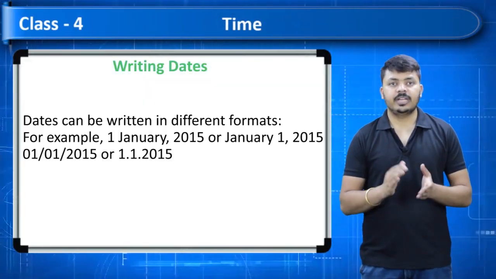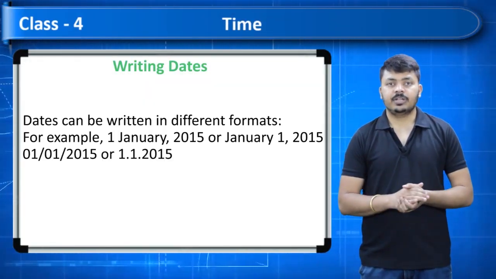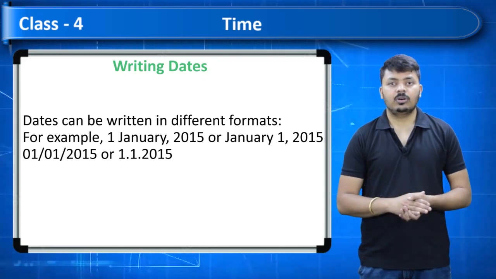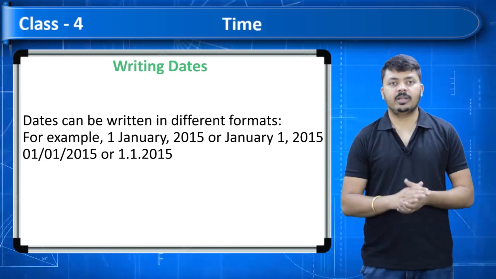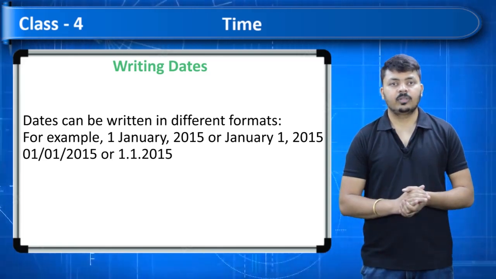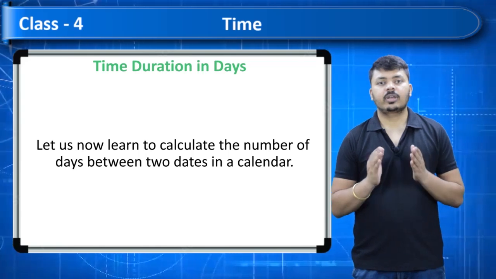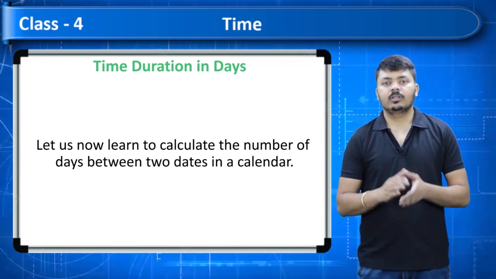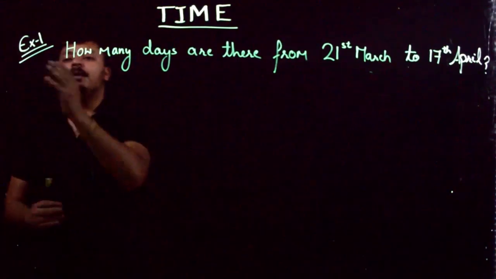Writing dates. Dates can be written in different formats. For example, 1 January 2015 or January 1, 2015, or in a format that uses time duration in days. Let us now learn to calculate the number of days between two dates in a calendar. So students, now let's look at example number 1.